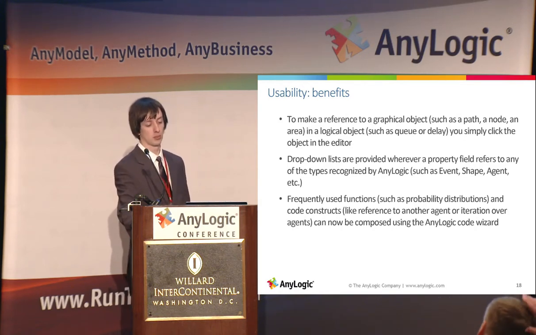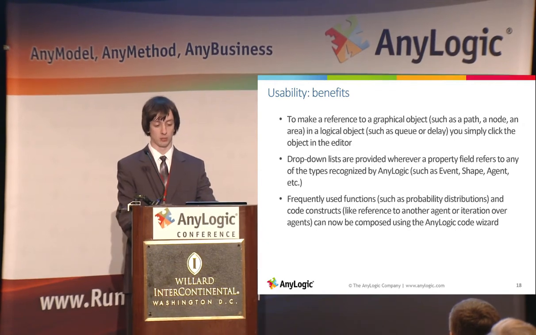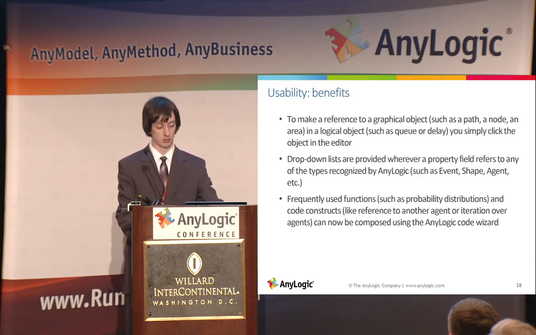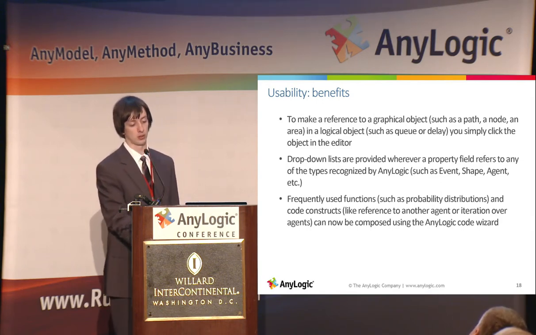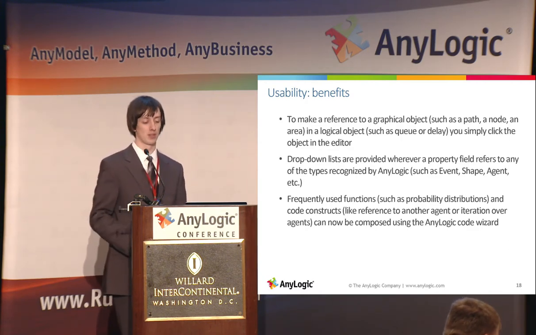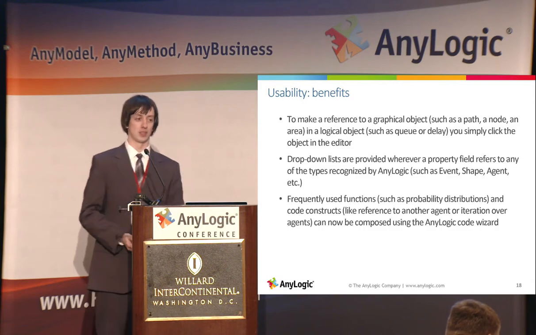Next usability-related thing is a helper for entering some probability distribution functions. For example, this delay time can be edited using such a wizard. Here we can choose a distribution, observe its preview, change some parameters. The preview is dynamically updated. Here is the description, and press OK. And it gets inserted into the properties of the delay block. So I think I'm limited in time, so I've shown you several usability features of AnyLogic 7, and I think that's all.